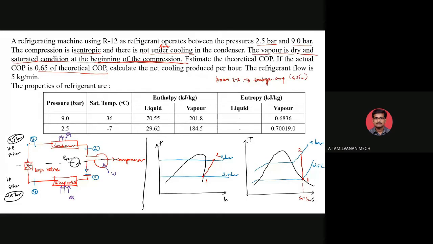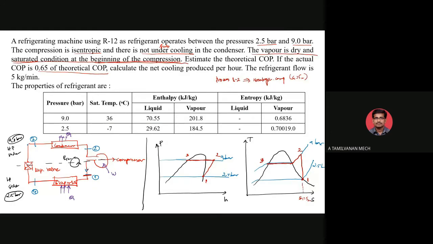Then from point number 2, you draw the respective line. After the compression, it is cooled and becomes a saturated vapor, and then cooled further until it is nothing but the saturated liquid. So point number 3 lies here. In the other diagram also, point number 3 lies here. That is point number 3.